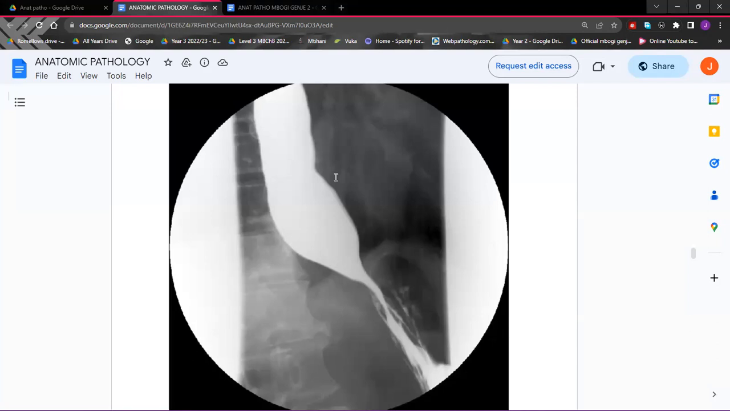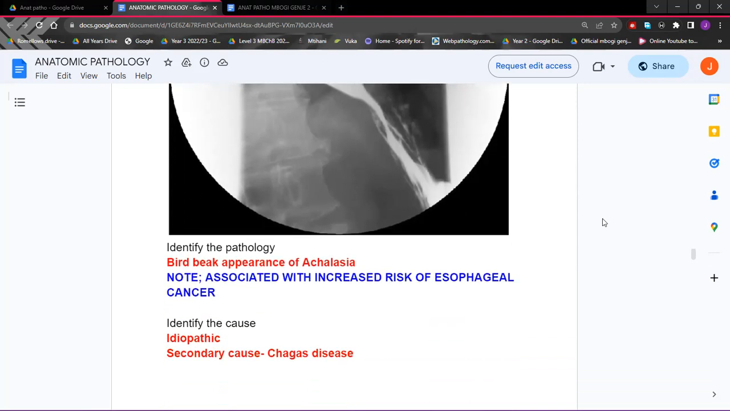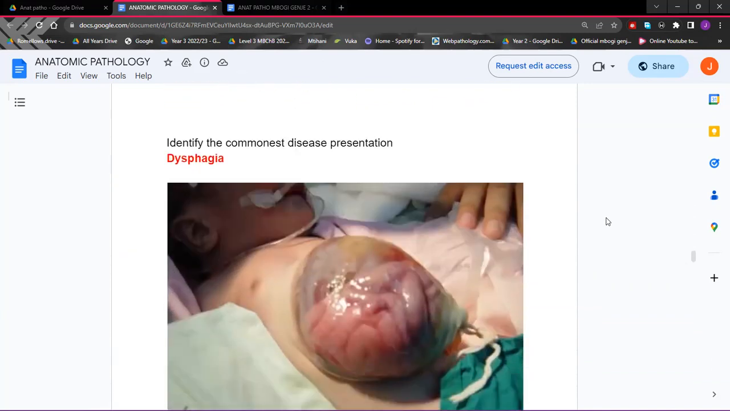Exactly. So we have Chagas disease, which is caused by Trypanosoma cruzi. And the other cause is idiopathic, so it's not really known why it happens. Now, what is the most common presentation of someone who has this pathology? Exactly this. Great, guys. Dysphagia, I agree. Any questions on that? Now we can proceed to the next.